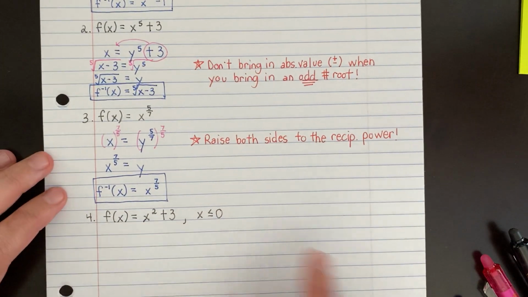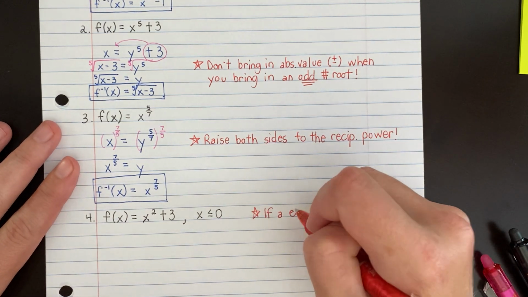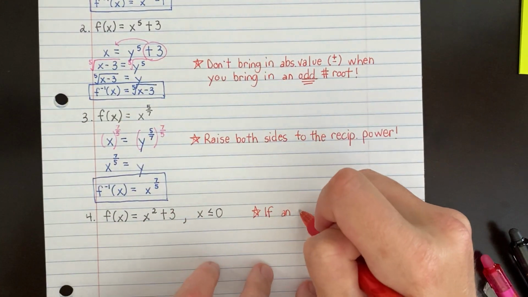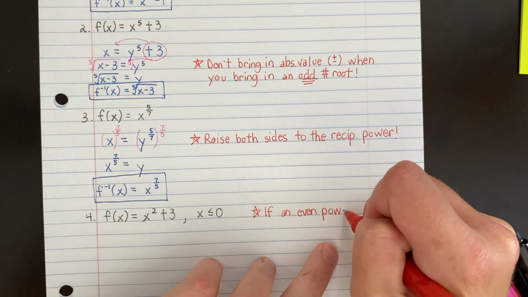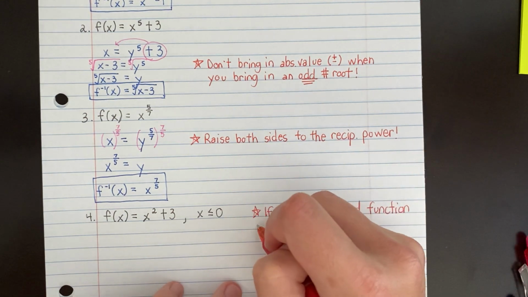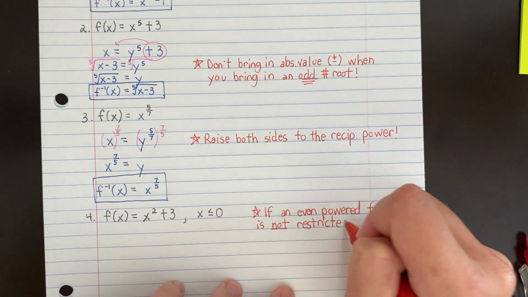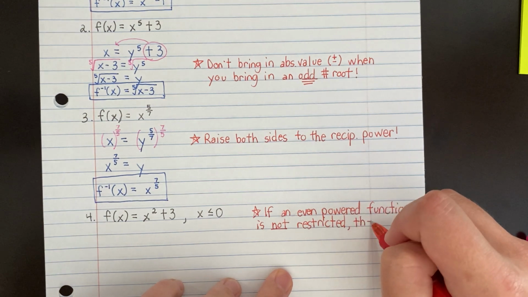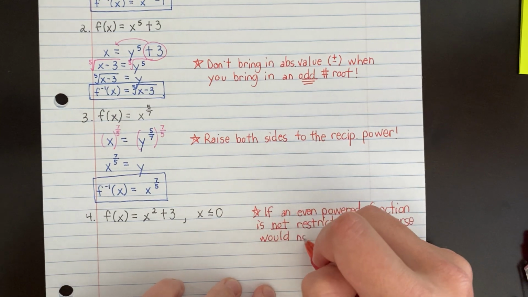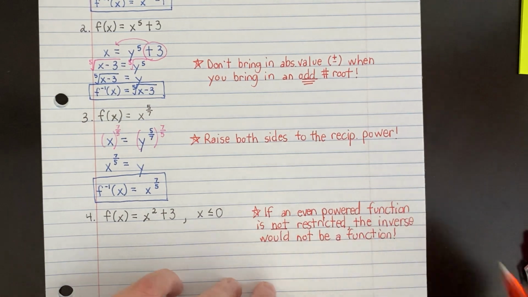So here's the deal. If an even powered function is not restricted, the inverse would not be a function. We just talked about that, y'all. Okay, so we saw that earlier.